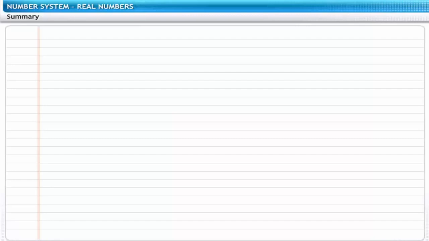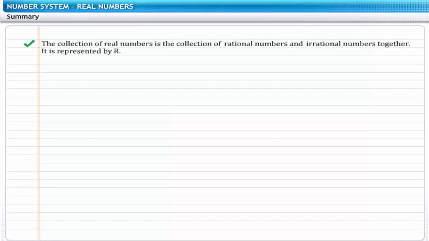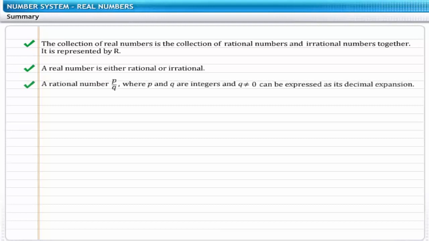Let's recap. The collection of real numbers is the collection of all rational numbers and irrational numbers together. It is represented by the capital letter R. A real number is either rational or irrational. A rational number can be expressed as its decimal expansion.